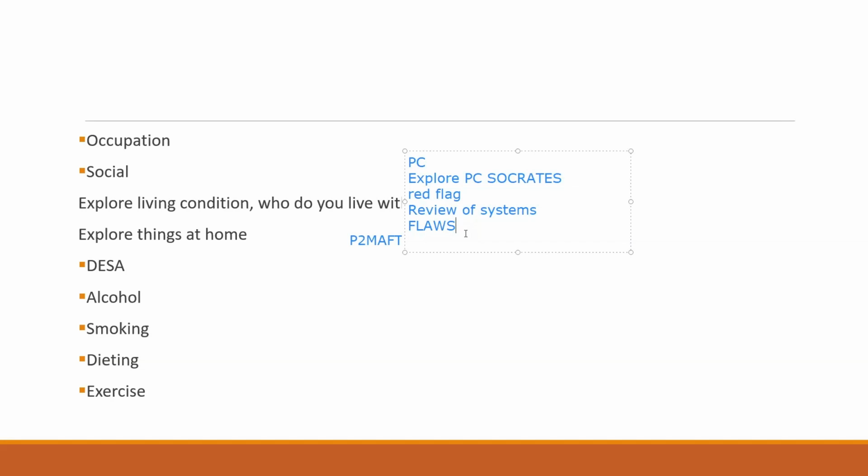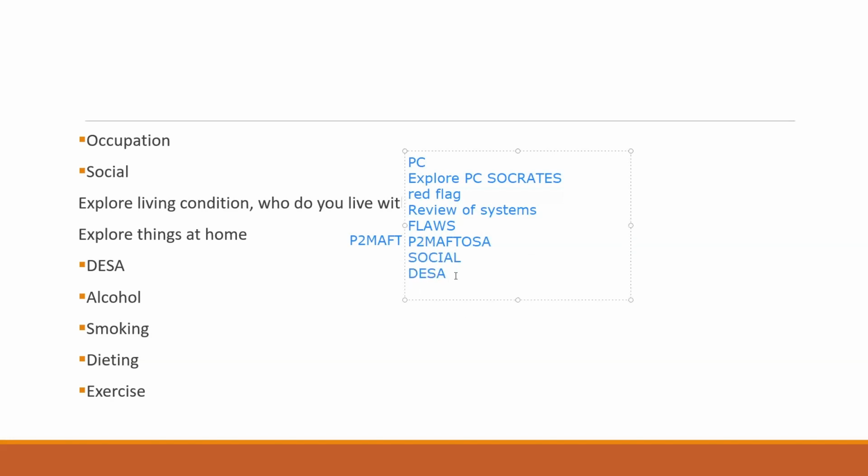Okay, all right, so we are just recapping. We are exploring the chief complaint. We're doing our review of systems, red flags, and then we said our P2 of TOSA. And then don't forget your social history and your DESA.